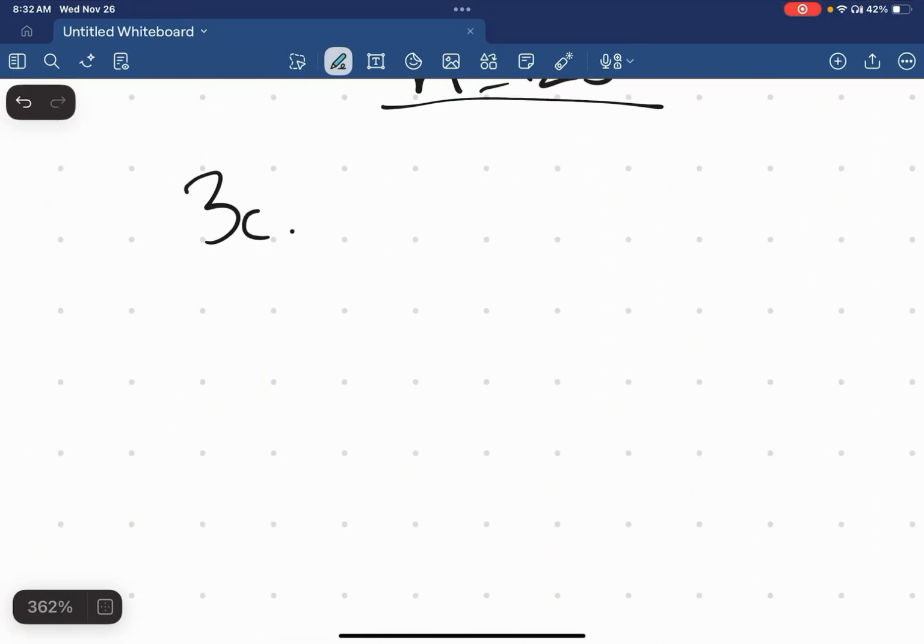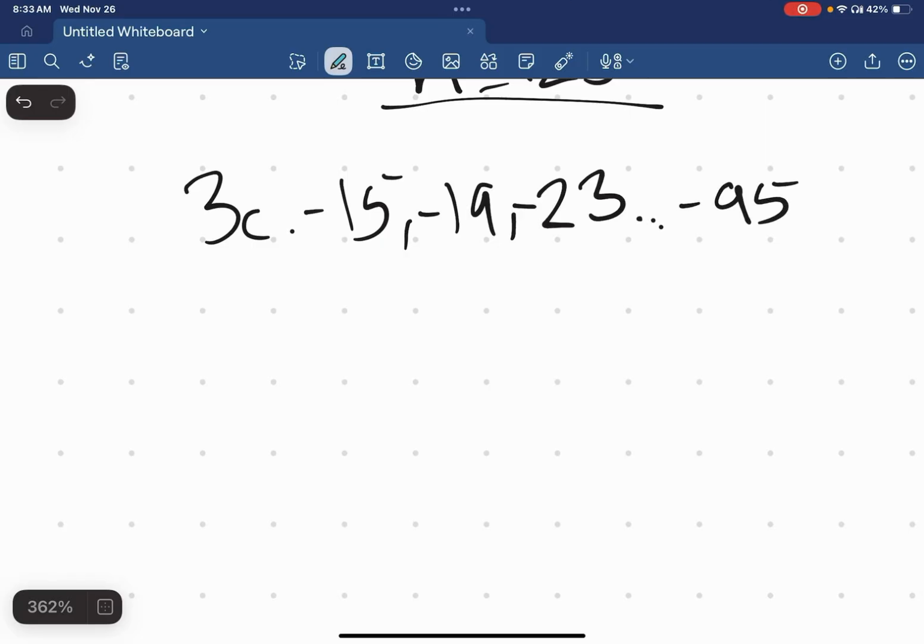3c, we get negative 15, negative 19, negative 23, dot, dot, dot. And our last term is negative 95. Okay, so we already know it's going to be a decreasing sequence with a difference of negative 4 each time. So let's write this out.